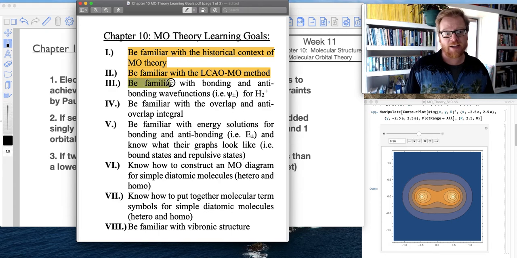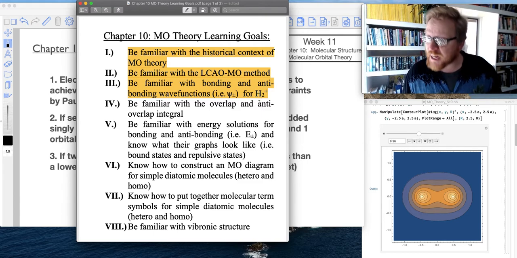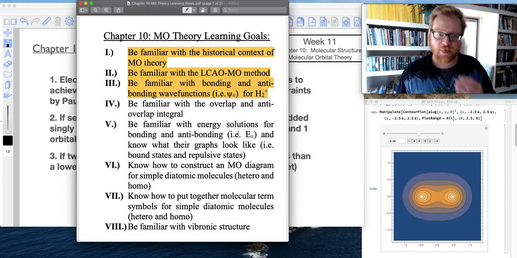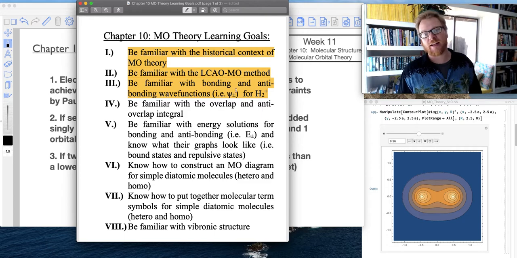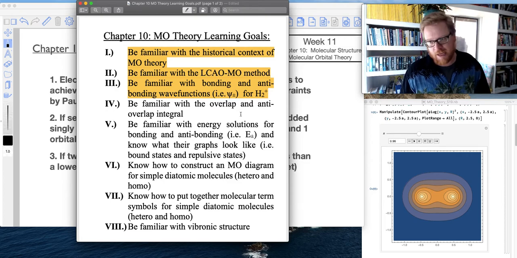Be familiar with the bonding and anti-bonding wave functions for H2+. Really all I want you to recognize there is that for H2+, we create a bonding wave function, psi plus, and an anti-bonding wave function, psi minus. We're going to keep going with that, and we're going to see that it gets a little bit more complicated when we try to move beyond H2+, as you might guess.